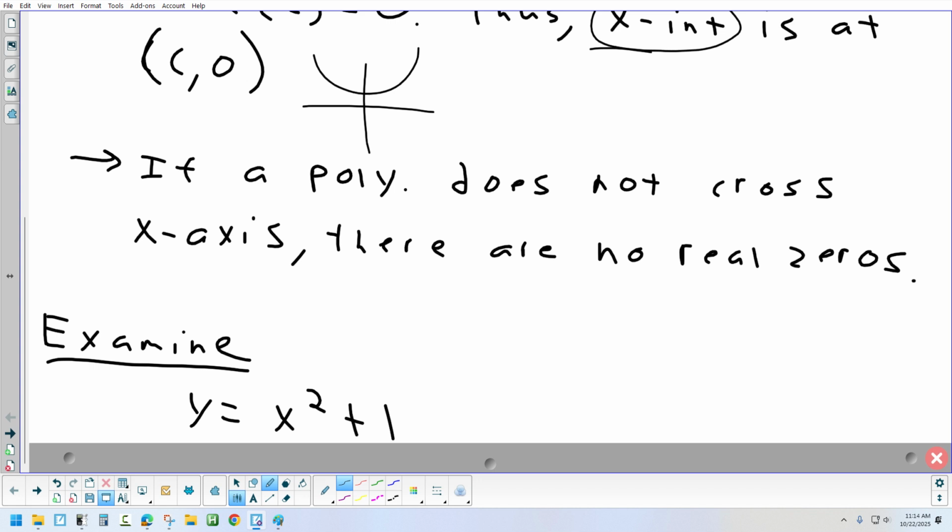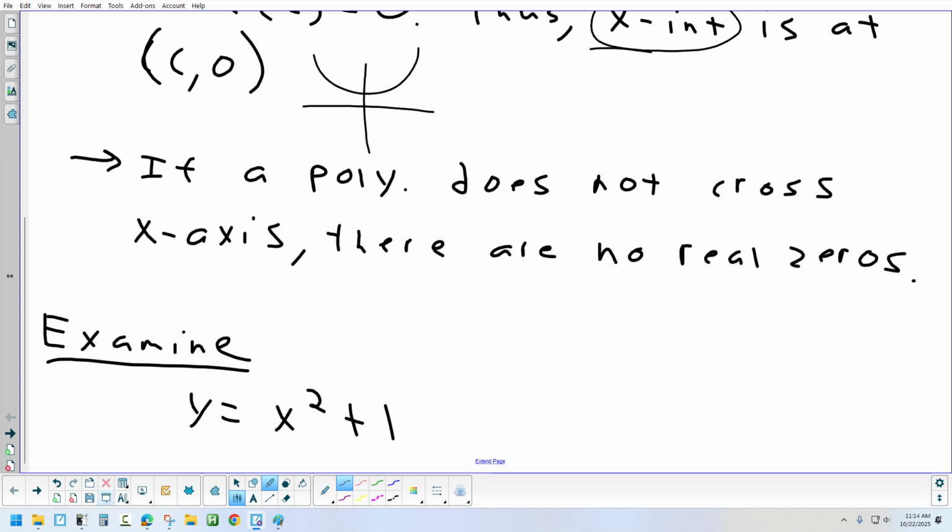Let's look at this one. y equals x squared plus 1. Let's set that equal to 0, try to solve it, and see what happens. First step would be to bring the 1 to the other side. And what would be your last step? Square root both sides. So you have x equals the square root of negative 1.